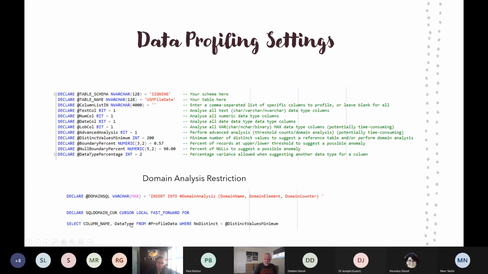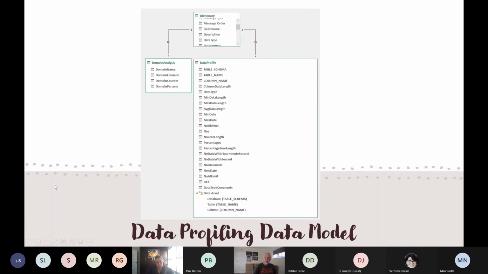And there you see right at the end here, it runs this domain analysis, but only on those columns that have less than 200 distinct values. Okay, and it shows you a distribution of those values to do a DQ assessment that you'd want to do and understand the quality of that. Okay, so this is the data quality, the data profiling data model.